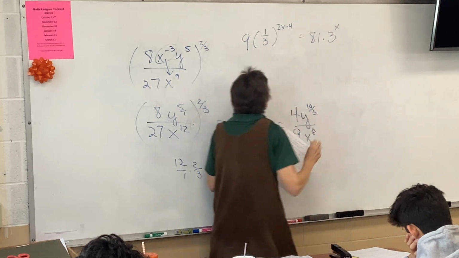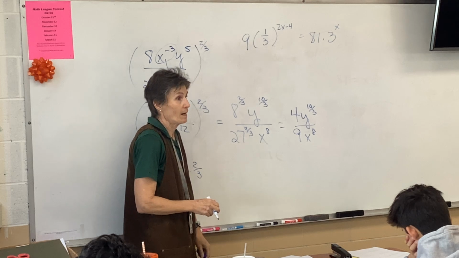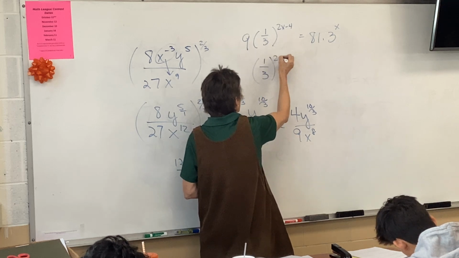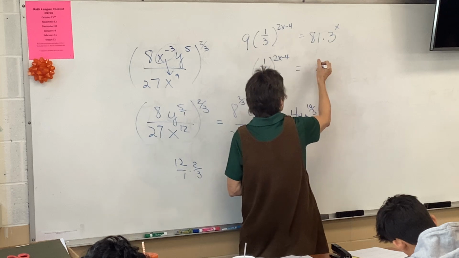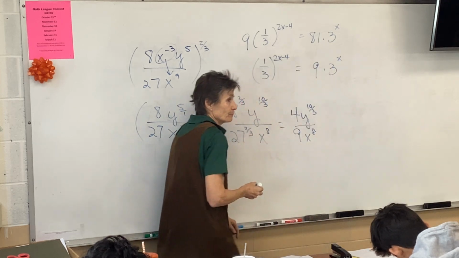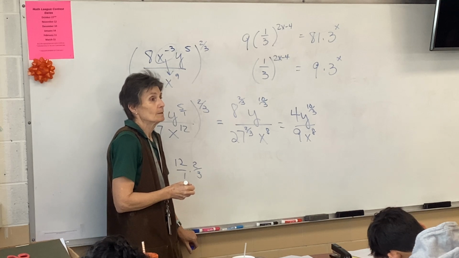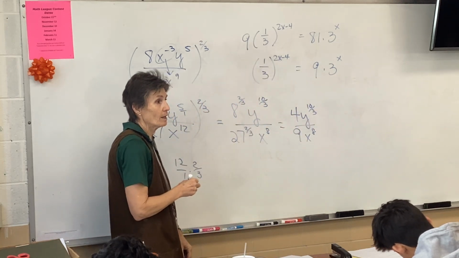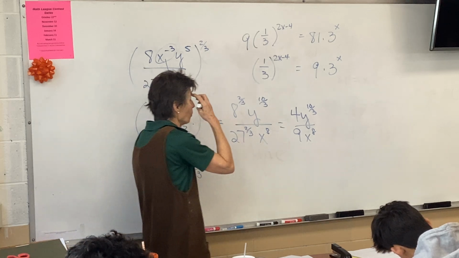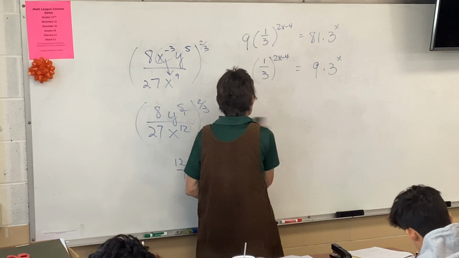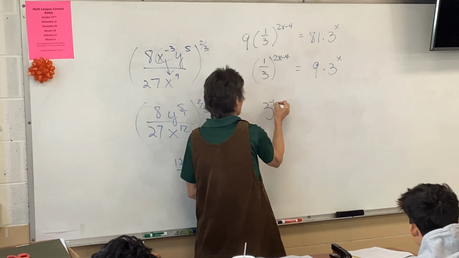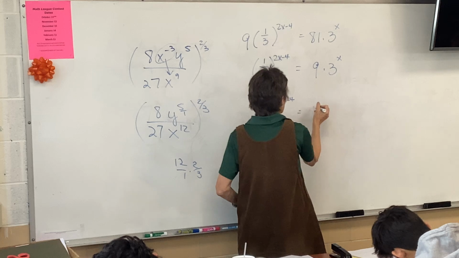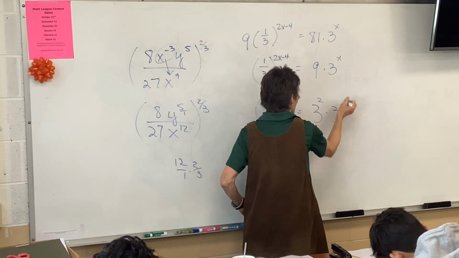So one option is to divide by 9. It's perfectly wonderful and allowed. So I have 1/3 to the 2x minus 4 equals 9 times 3 to the x. We notice that every number in the problem is a power of 3. So what's 1/3? 3 to the negative first. So this is 3 to the negative first to the 2x minus 4. This is 3 to the second and 3 to the x.